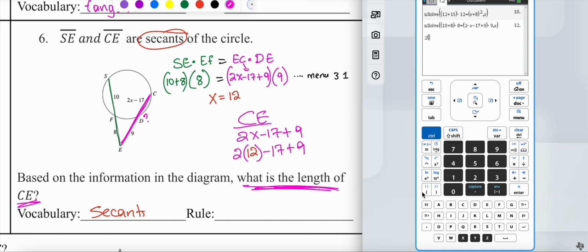2 parentheses 12 minus 17 plus 9, enter, and the answer is 16. And we are done.